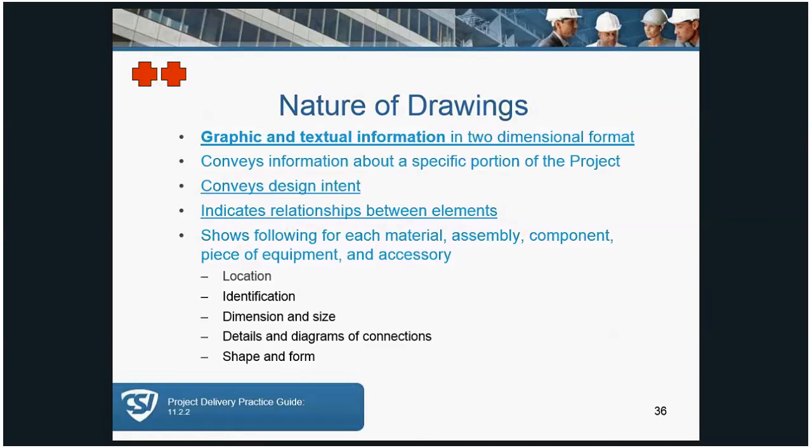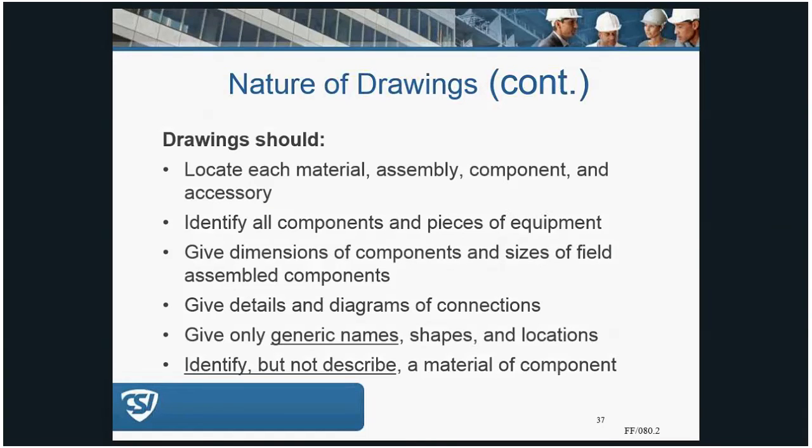The drawings cover the design intent and graphically indicate the relationship of the project elements. Circle the last statement. Remember that the drawings show location, identify the material, dimensions and sizes, details and diagrams of connections, and shapes and form. Drawings should locate the material, identify the component, give the dimensions, give details and diagrams, give only generic names, and identify, but not necessarily describe a material or a component.